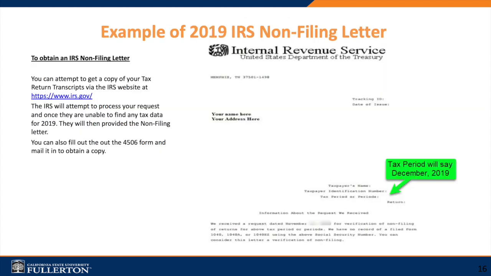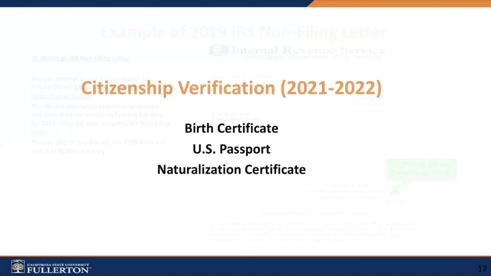And lastly, for those who did not file a 2019 tax return, either a parent, spouse, or independent student, here is what the IRS confirmation of non-filing letter looks like. Again, be sure that the tax period shows 2019. We will now go over the citizenship verification form and its supporting documents.